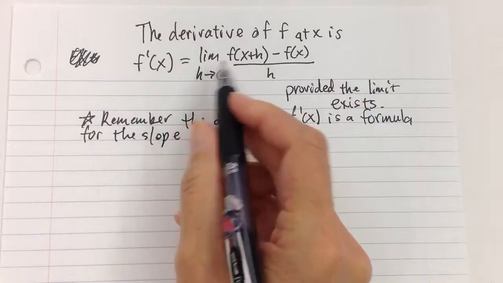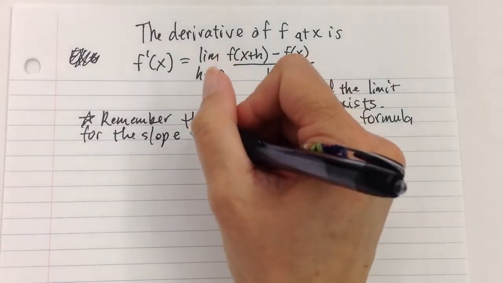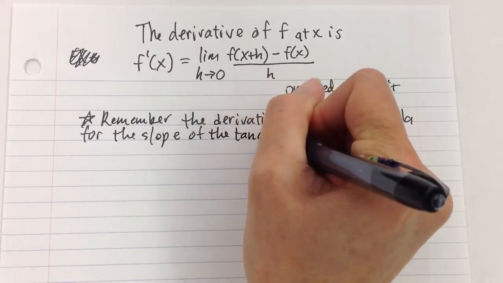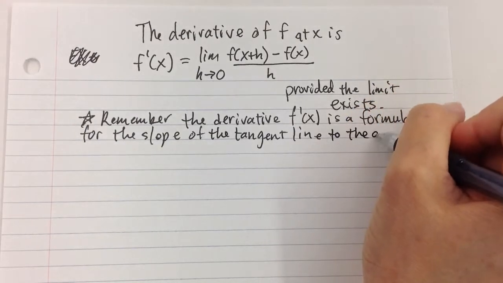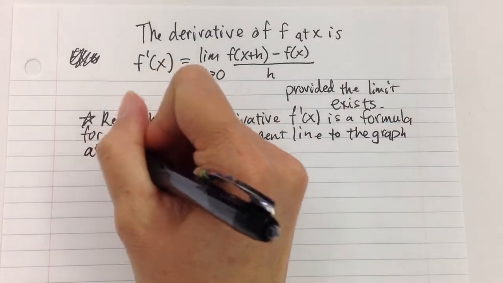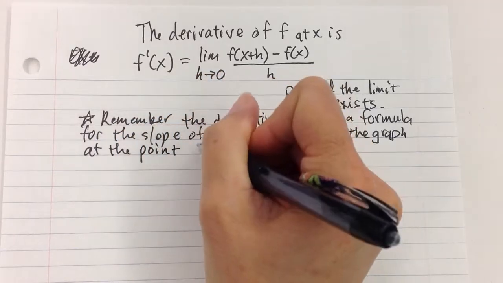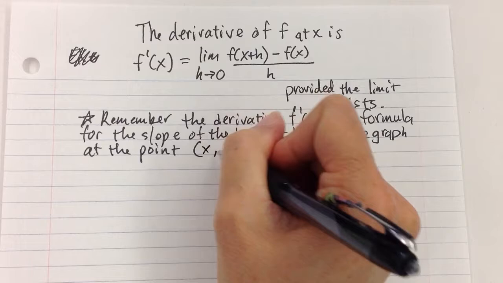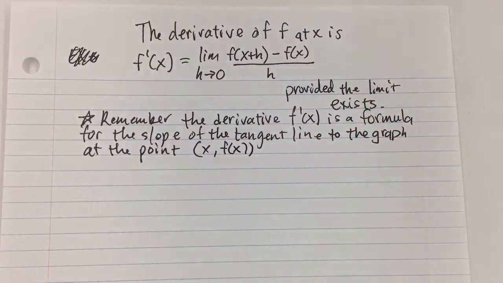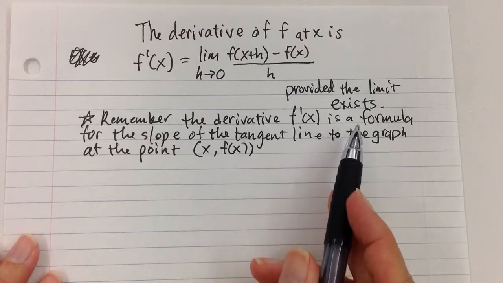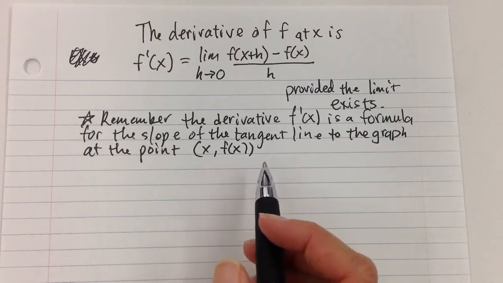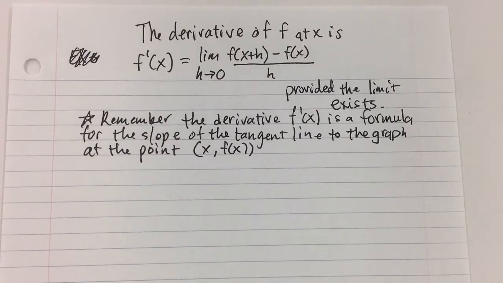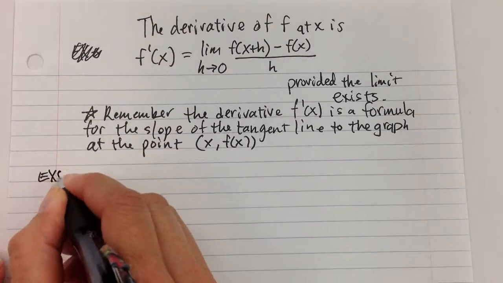So what are we finding? We're finding a formula for the slope of a tangent line to the graph at the point. How are we going to write the point now? Instead of x, y, x, f of x. Okay. So the derivative f prime of x is just the formula to get the slope of the tangent line at the graph at the point x, f of x. That's all the derivative is. You're finding the slope of the tangent line at any point on the graph. Okay, so that's important. Now we can do example 6.